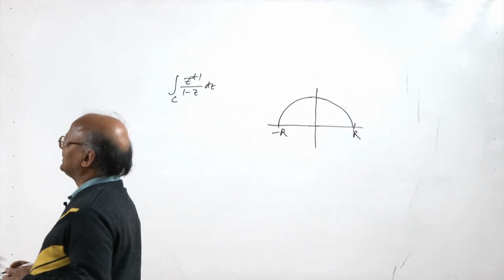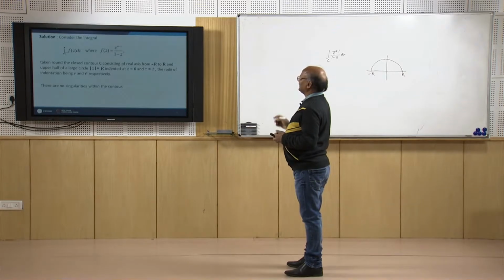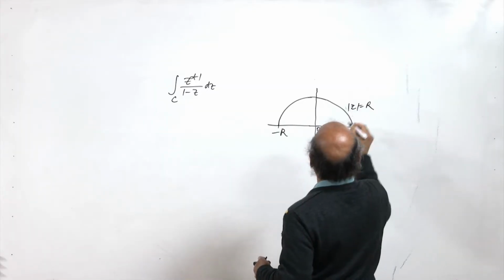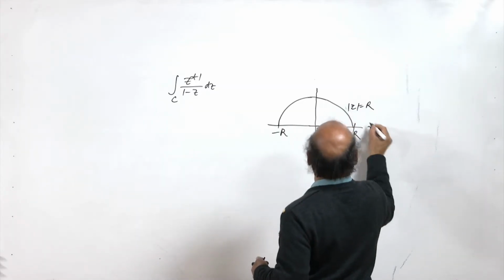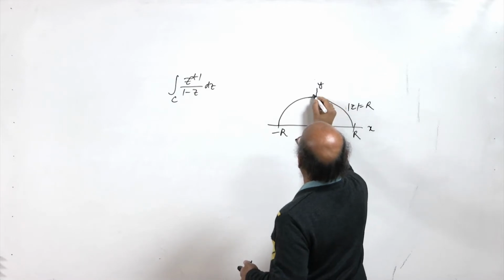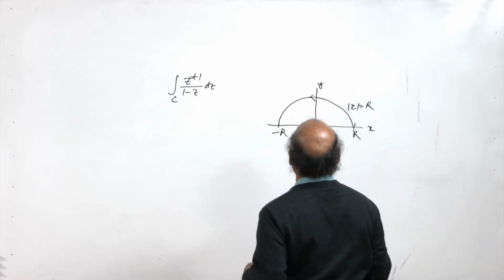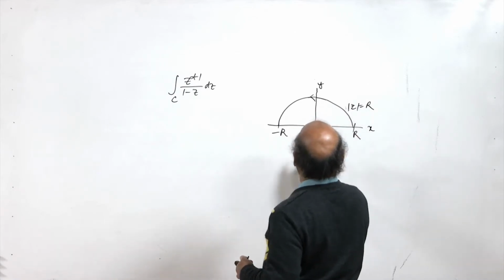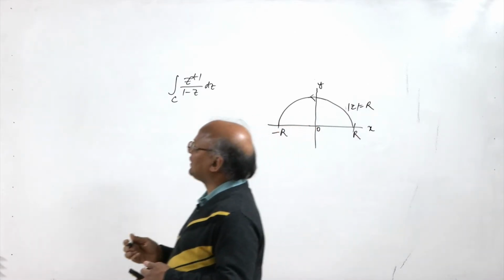So, the integral is taken around the closed contour consisting of the real axis from minus r to r, and the upper half of the large circle mod of z equal to r. So, this is the origin, this is mod of z equal to r, this is the upper half plane, this is the x axis, this is the y axis, and we move in the counterclockwise direction along the semicircle of radius r with center at the origin. Now, let us look at this.